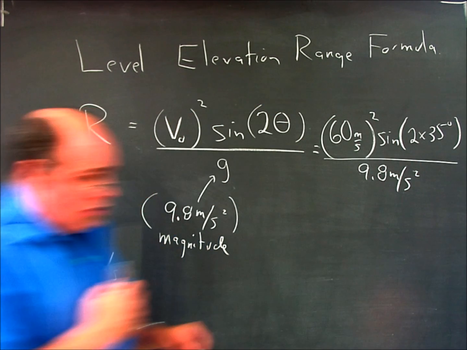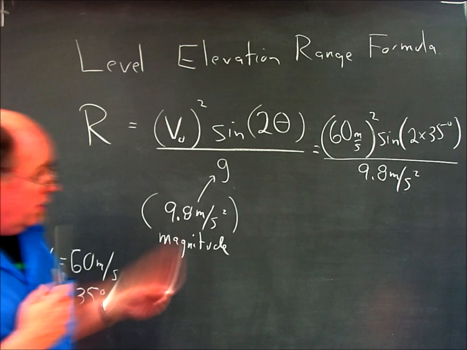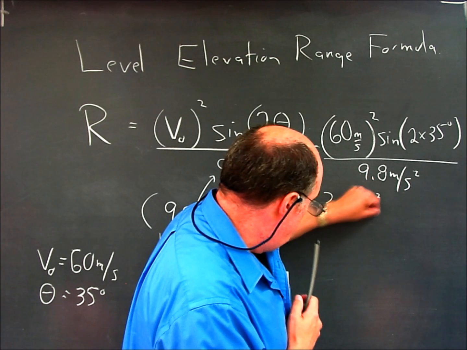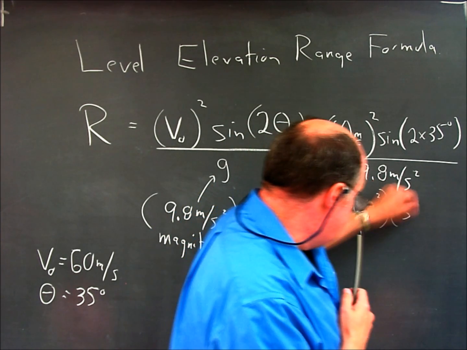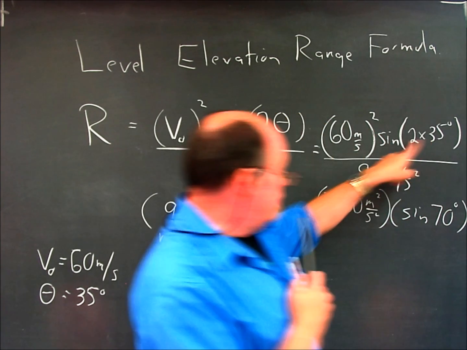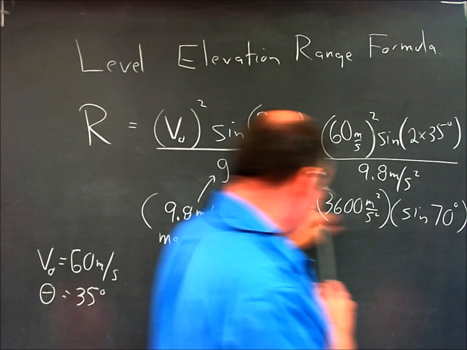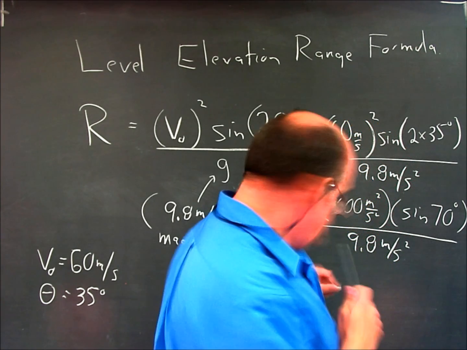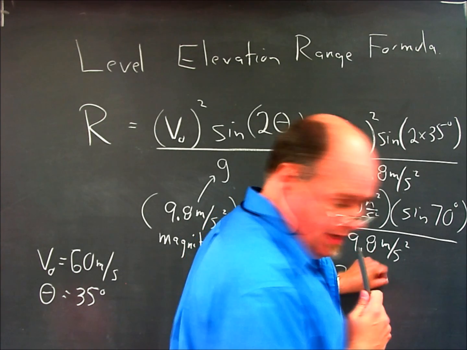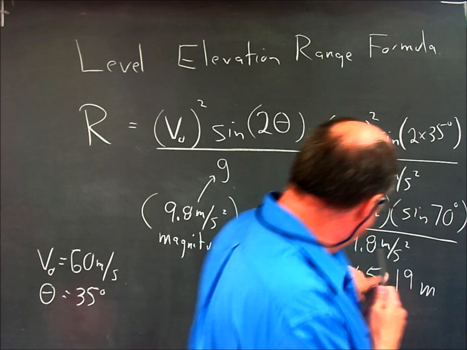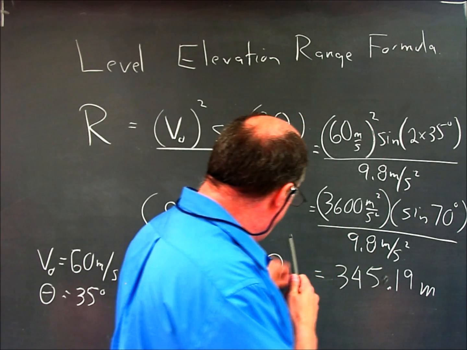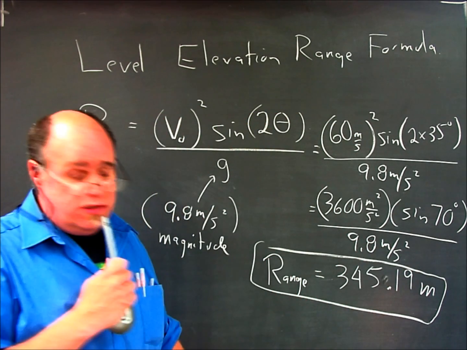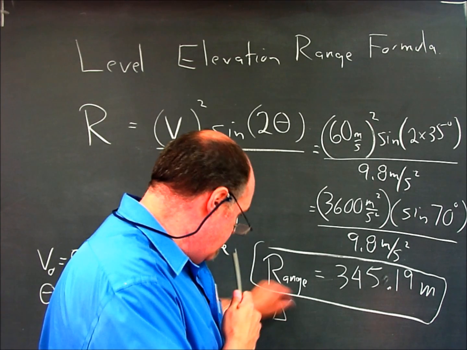Okay. So if I just plug those into my calculator, 60 squared is 3,600. We're multiplying it by the sine of 70 degrees, because that's 2 times the angle. You have to do that piece first, and then we divide it by 9.8. And this answer comes out to be 345.19 meters. And that's the range. And the range is the same exact thing as delta x. So this is a fancy way of saying delta x.